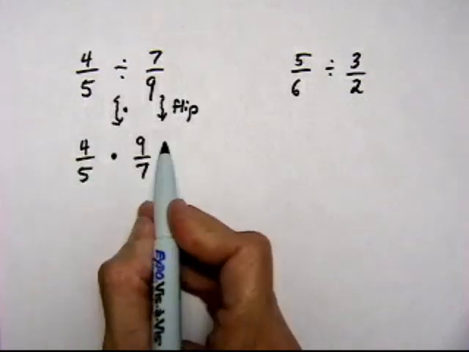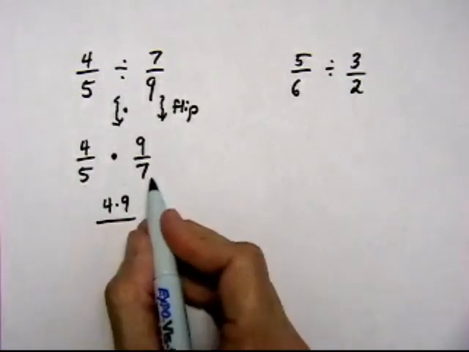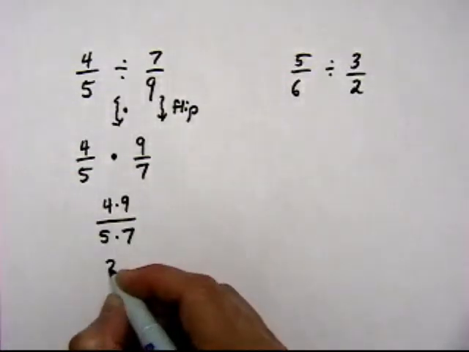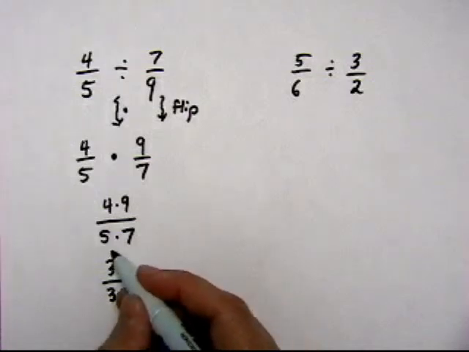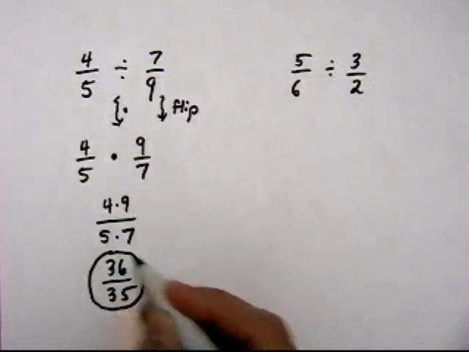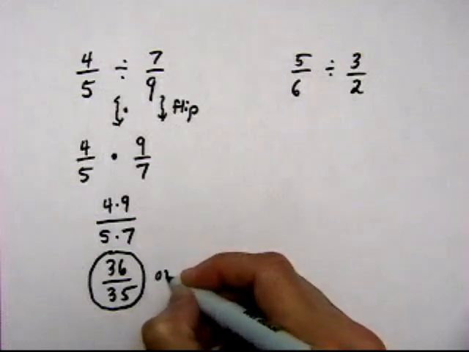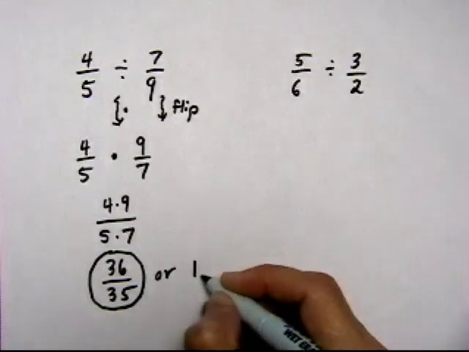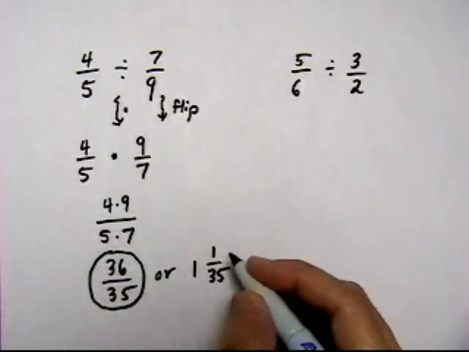That means we're going to multiply across the top and get 4 times 9 for the numerator, across the bottom, 5 times 7 for the denominator, and we have 36 over 35. And we could leave it like that, improper fraction, or we can change it over to mixed number. 35 fits into 36 once with one remainder out of 35 denominator.